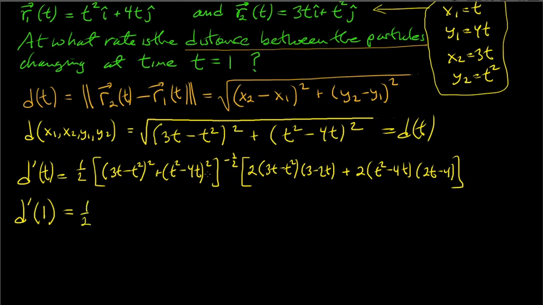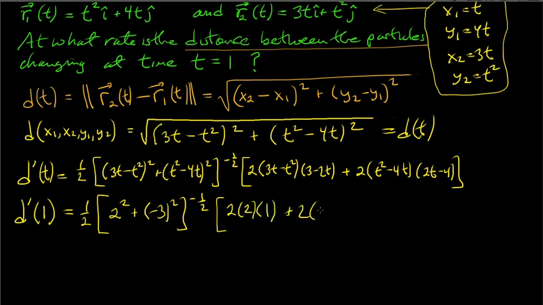So this is 1/2. Oh, we can easily pull out the 2 here. Anyway, okay, so I said I wasn't going to simplify. Fair enough, right? So look, 3 minus 1 is 2, so that's 2 squared, plus 1 minus 4 is negative 3, also squared. And then this is to the power negative 1/2, so 1 over the square root of that. And then we get 2 times 3 minus 1 is 2, times 3 minus 2 is 1, plus 2 times 1 minus 4 is negative 3, and then 2 minus 4 is negative 2.